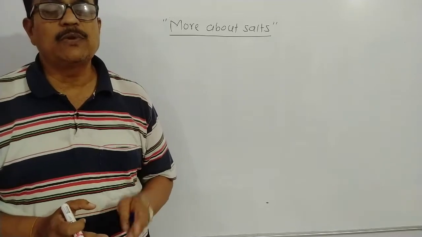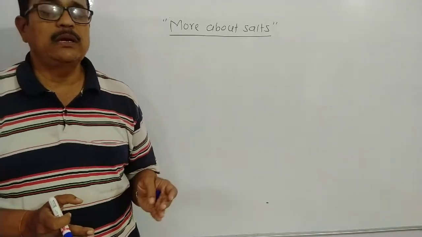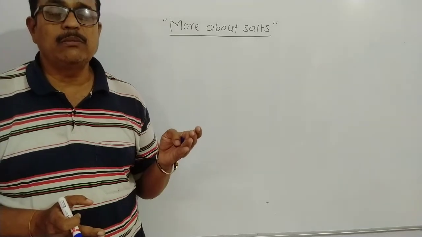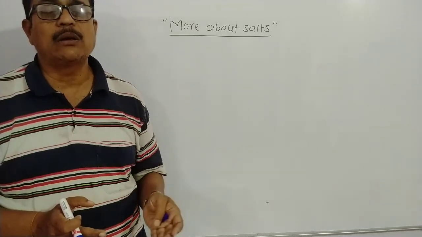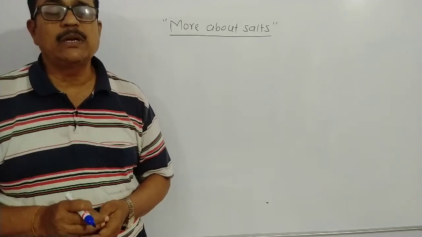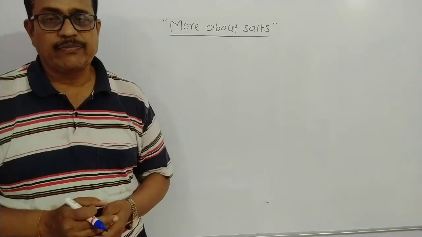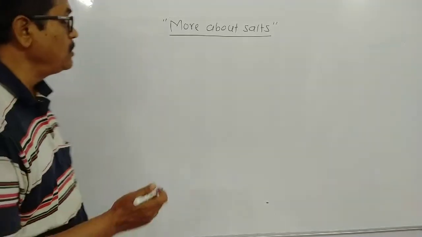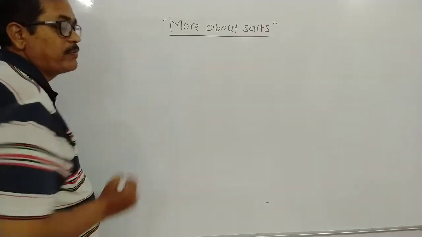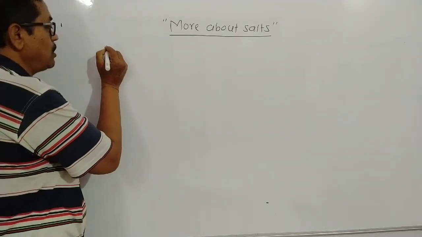Then we study different salts like common salt, sodium chloride, then sodium carbonate, sodium bicarbonate, bleaching powder and others, their chemical properties, their uses, their chemical reactions and so on. Today we start one topic more about salt, and in this topic we study the pH of salt firstly.